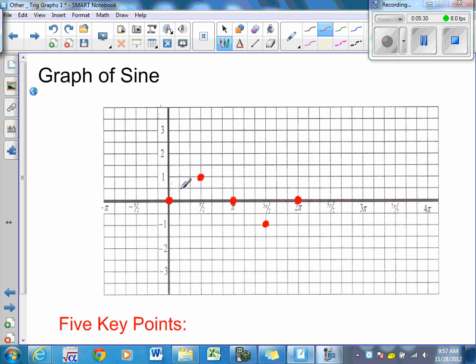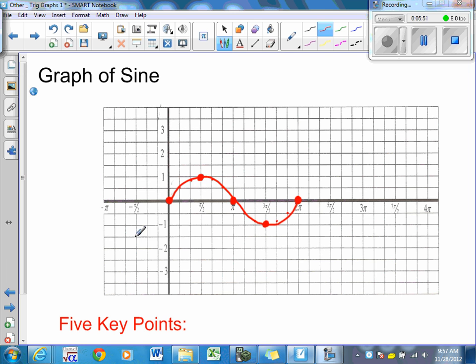Now, we could do other points: 1/2, square root of 3 over 2, square root of 3 over 2, 1/2, negative 1/2, negative square root of 3 over 2, negative square root of 3 over 2, negative 1/2, and get our curved sine curve.